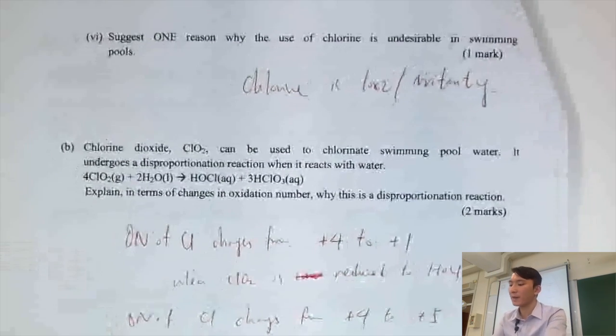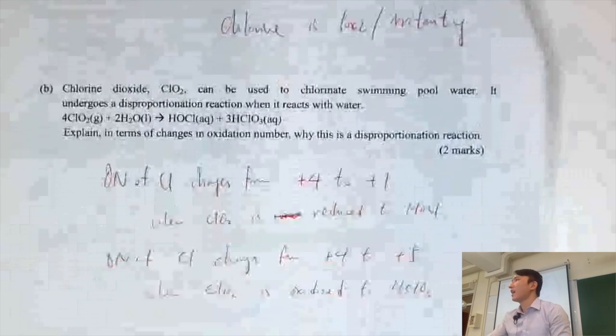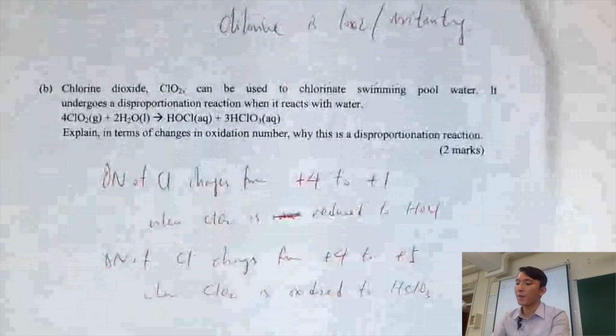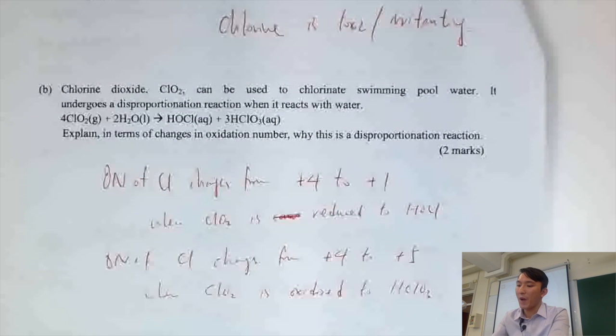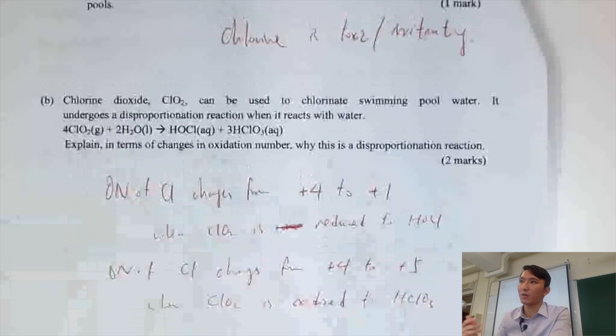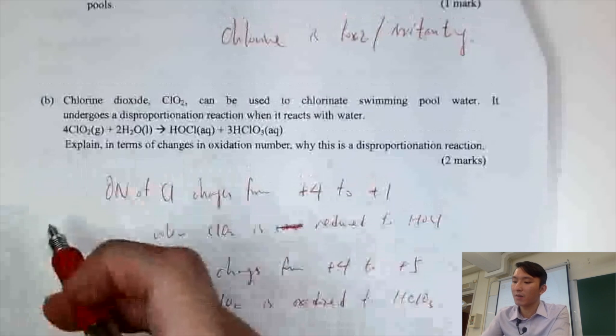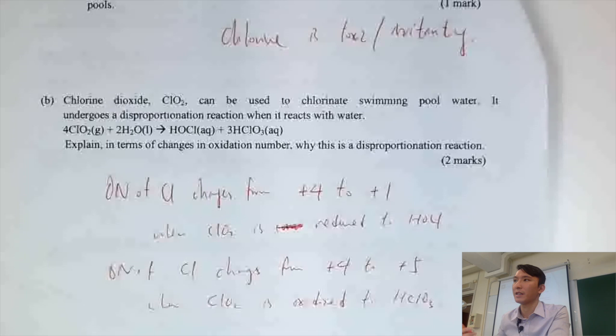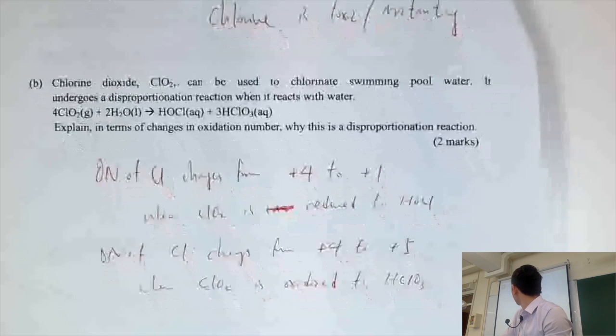Disproportionation. Do you remember this reaction? One species undergoes oxidation and reduction at the same time. So basically, you just tell me when ClO2 undergoes oxidation, how does the oxidation number change? When ClO2 undergoes reduction, how does its oxidation number change? Okay, easy, easy. Do you get it? Do you get it?